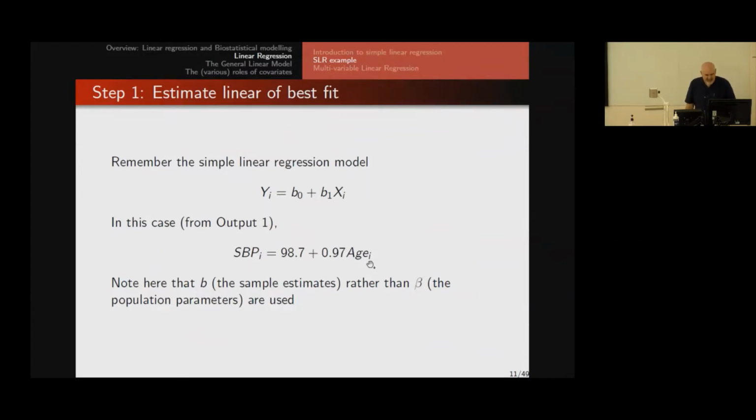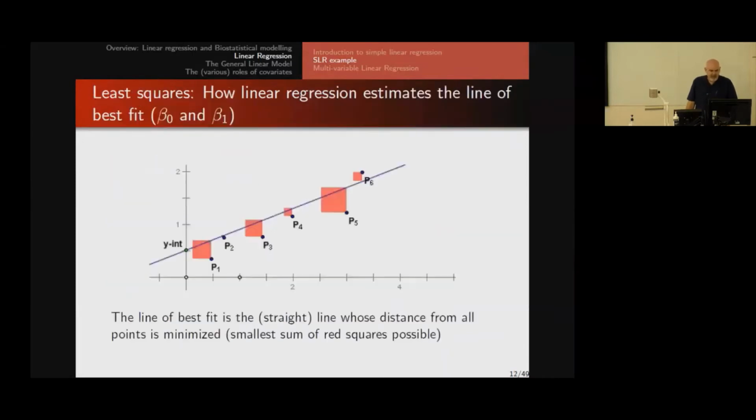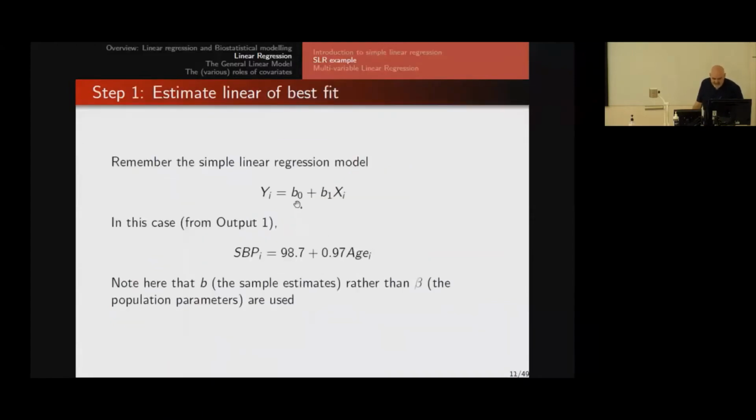Now, what does that mean? First, I will talk about the process of how it works out B0 and B1, in other words, how does it estimate? Sorry, I'll just turn that off. Sorry about that.